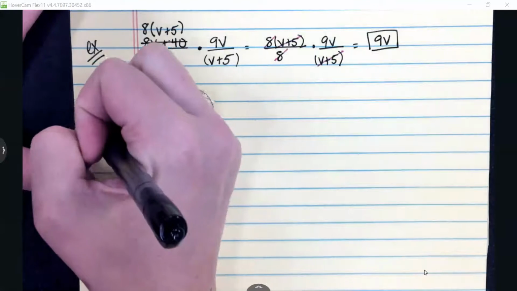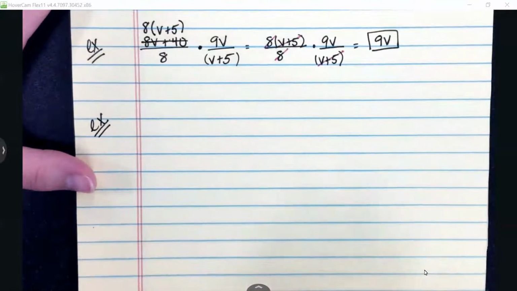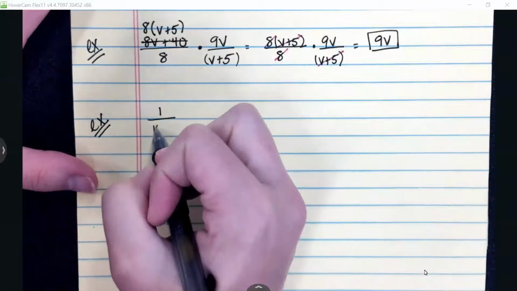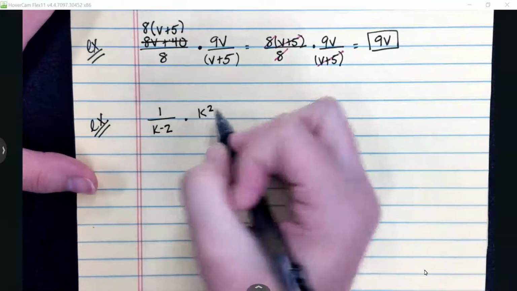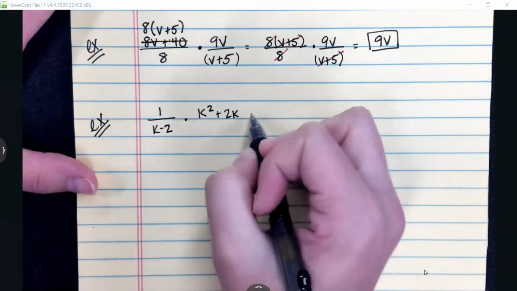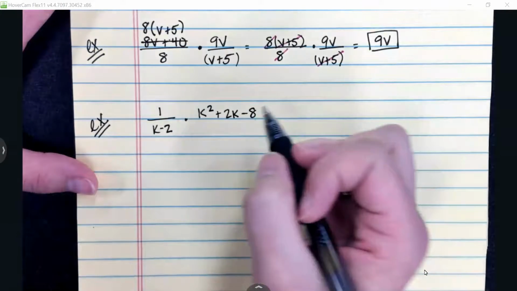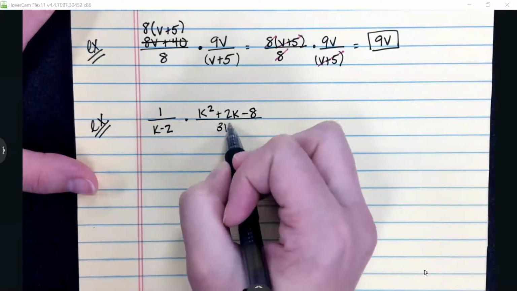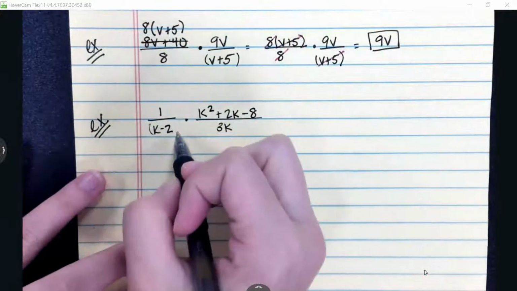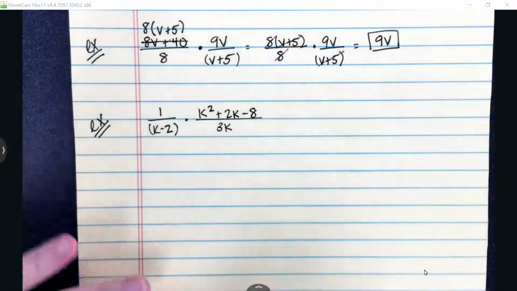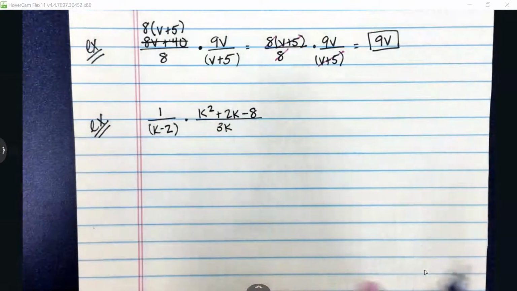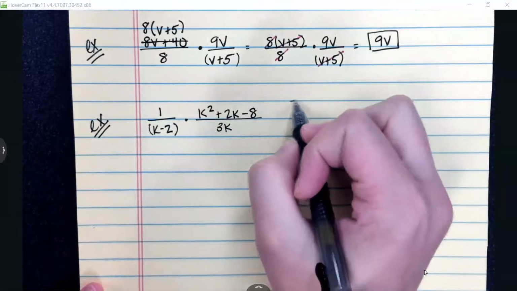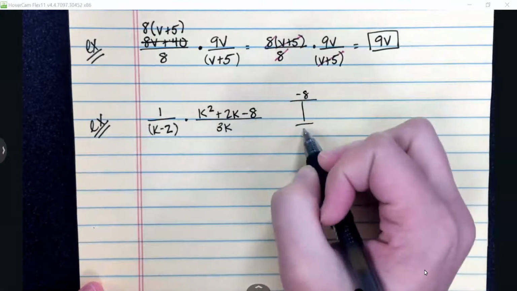Let's go do another one, and then we're going to move to division. 1 over k minus 2 times k squared plus 2k minus 8 all over 3k. What's the first thing you think you need to do? Make an eye chart. So on your paper, make me an eye chart. The -8 is at the top and the 2 is at the bottom.